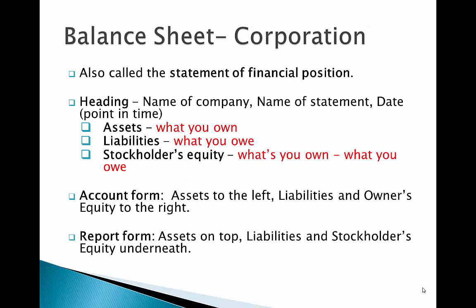The next page is the balance sheet. The balance sheet is also called the statement of financial position. The heading is the name of the company, the name of the statement, and the date, which is a point in time. It includes the assets, what you own, the liabilities, what you owe, and stockholders' equity, what you own, minus what you owe. In account form, the assets to the left, the liabilities and owner's equity to the right. In report form, the assets are on top and the liabilities and stockholders' equity are underneath.